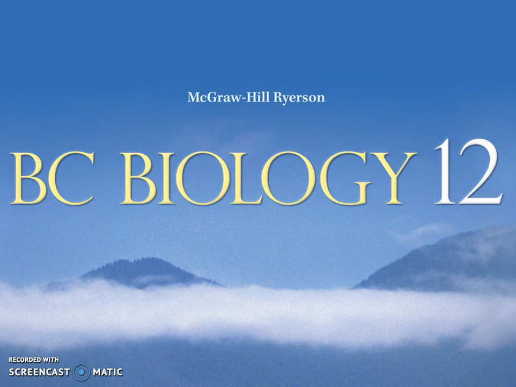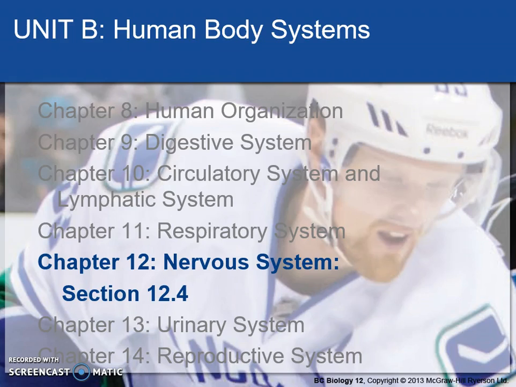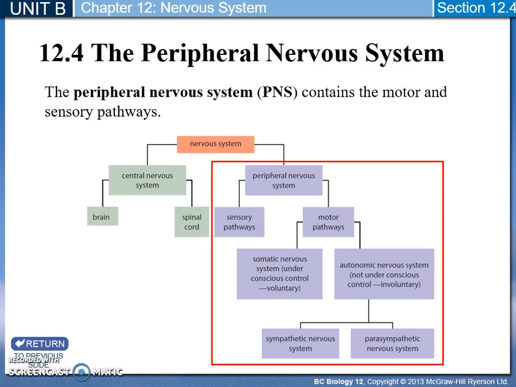This video is going to cover section 12.4, which is going to look at the peripheral nervous system in a little bit more detail. So here's again a diagram of what's contained within the peripheral nervous system, and we've looked at most of these things before.